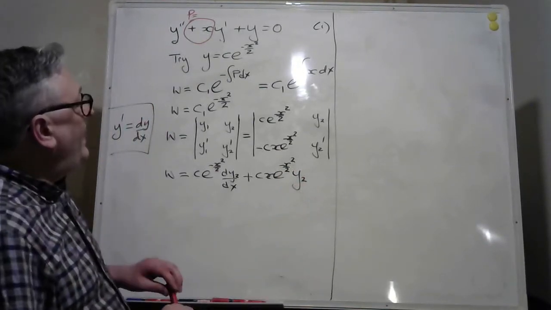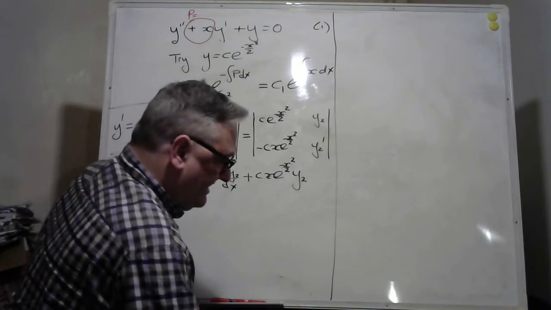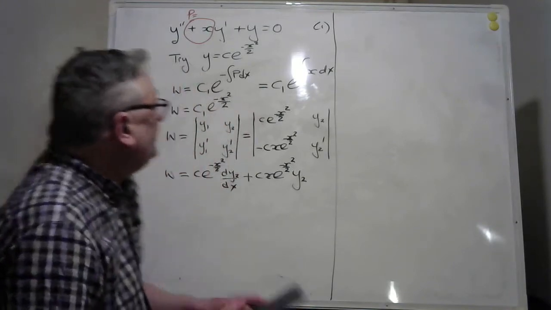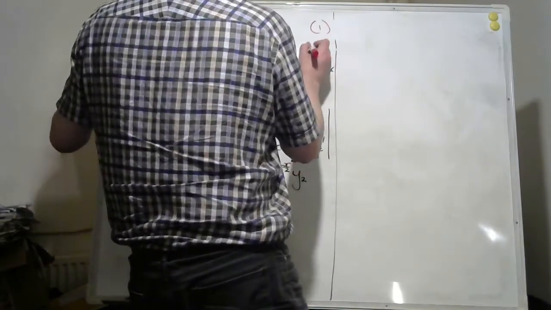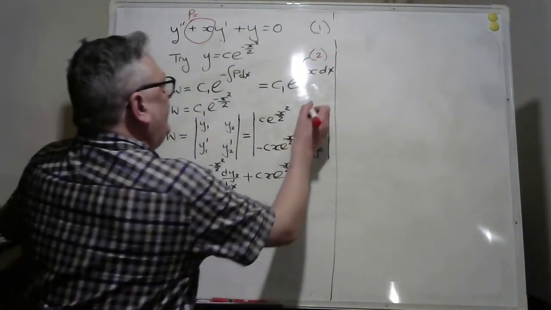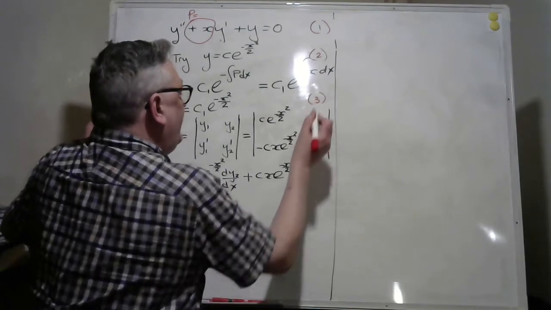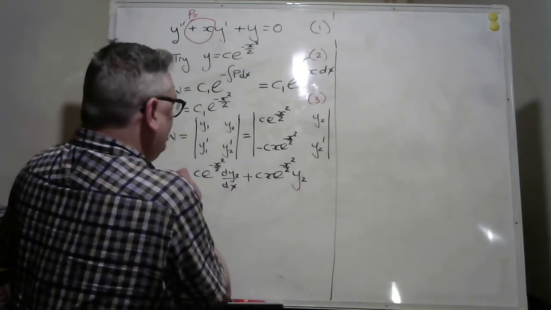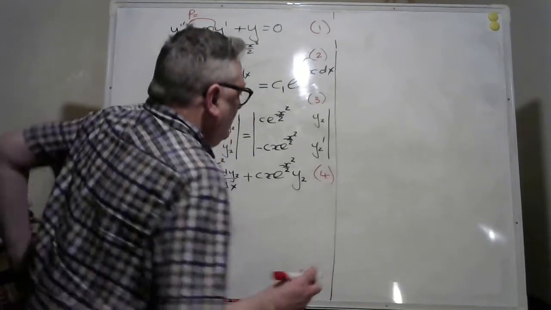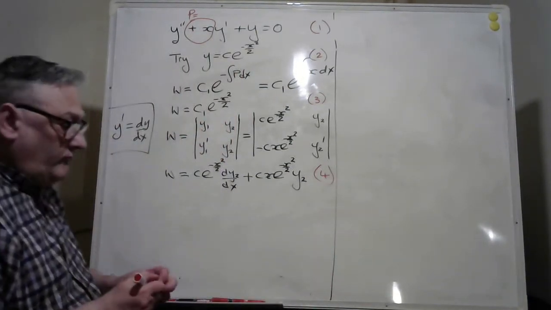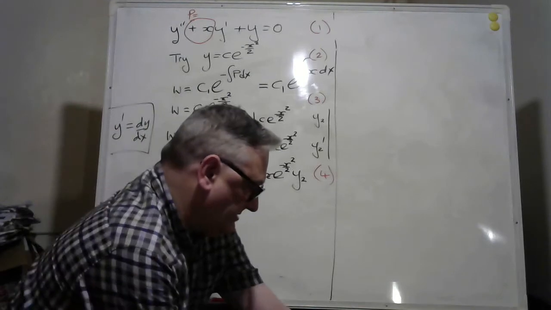Right. Now, I think at this stage, I really should be writing the equation numbers down properly. So we're calling this first equation equation 1. This first solution is equation 2. The Wronskian is equation 3. And this determinant version of the Wronskian is equation 4. So, right.